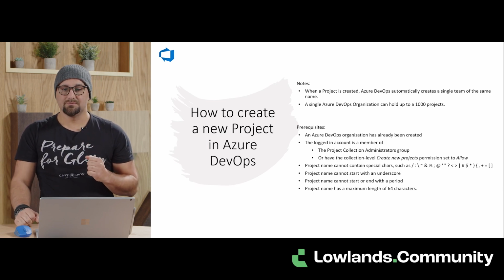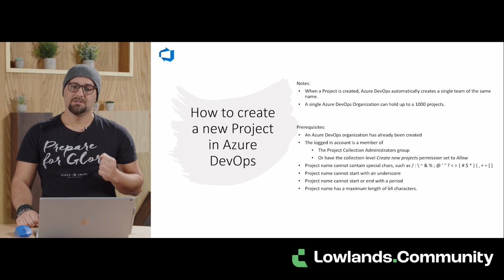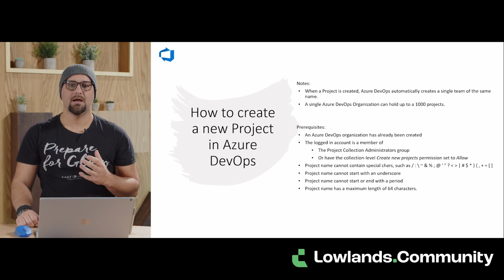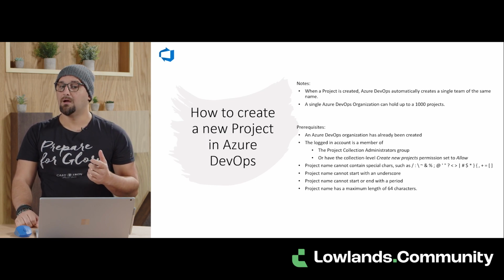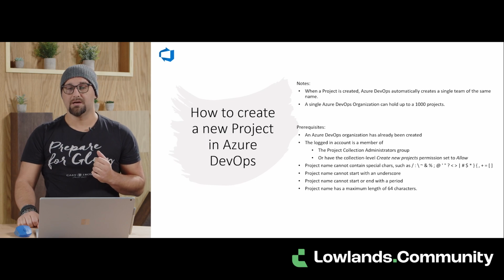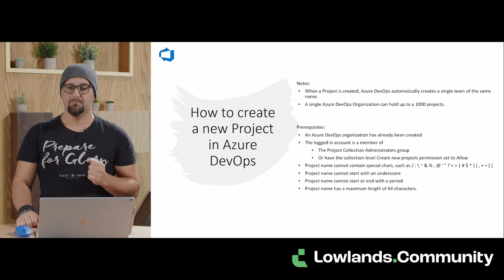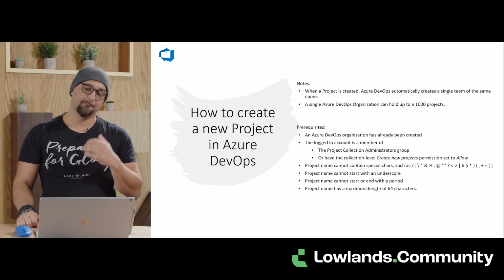When creating an Azure DevOps project, we do have some prerequisites. Of course, the Azure DevOps organization has to be already created. If you don't know how to create it, check out our video about this. You need to be logged on with an account that can actually create it. In this case, you need to be either a member of the Project Collection Administrators group or have the collection-level Create new project permission set to Allow.